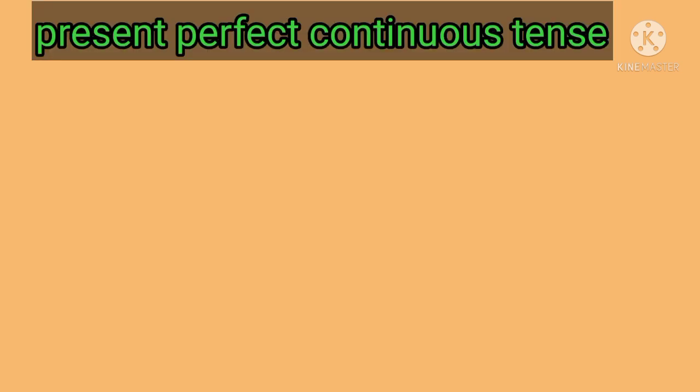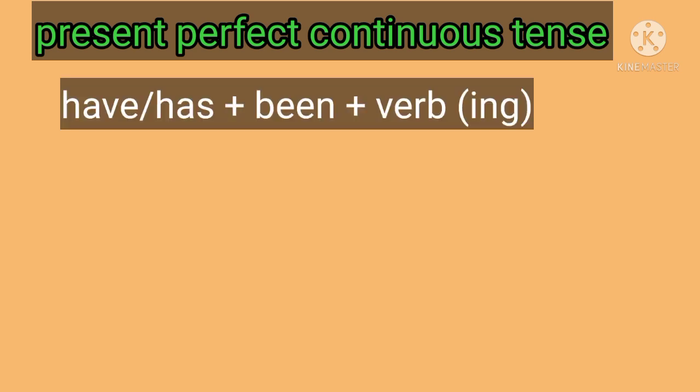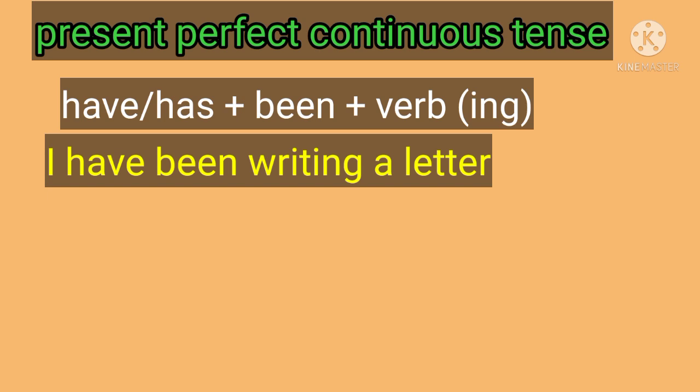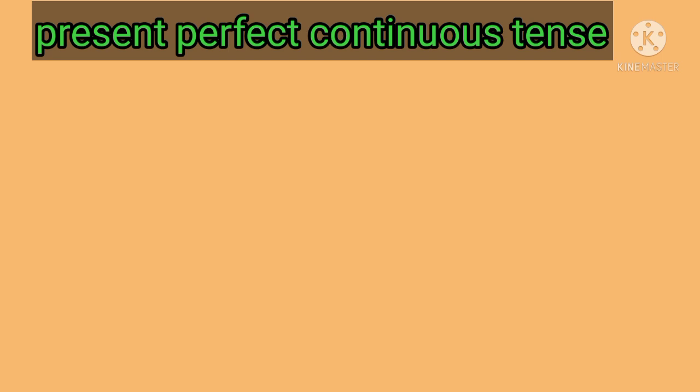Present perfect continuous tense is formed by have, has plus been plus verb in the ing form. For example, I have been writing a letter. This tense is used to indicate an action that began at some time in the past and is still in continuation. Prepositions like since and for are used along with this tense. Since is used for the point of time, since Monday, since January, since 1968, since World War I, and so on. And for is used for period of time, for 10 years, for 2 weeks, for 14 years, or for 3 decades, and so on.